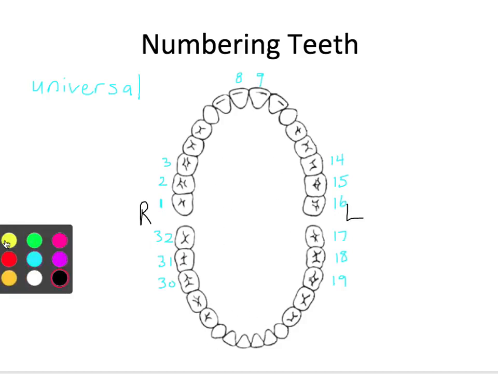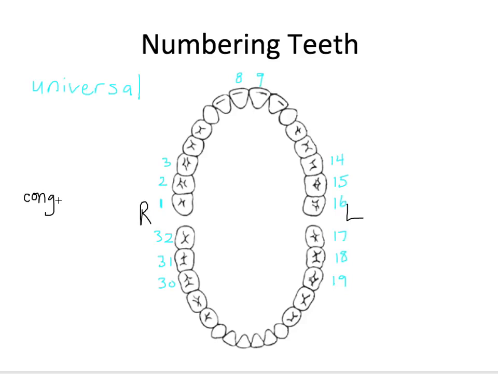Now, of course, some people, like myself, aren't born with, and never develop, any wisdom teeth. So if you are missing, say, this tooth and this tooth, you just skip those numbers, and this would still be number 2 and number 3, and so on. You just wouldn't include these numbers. They would just be called congenitally missing teeth.